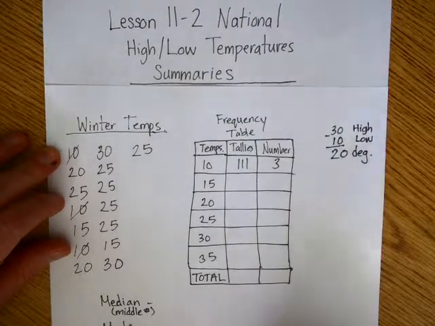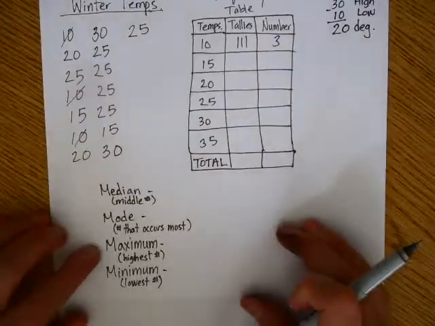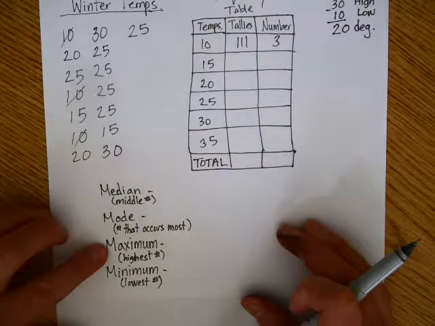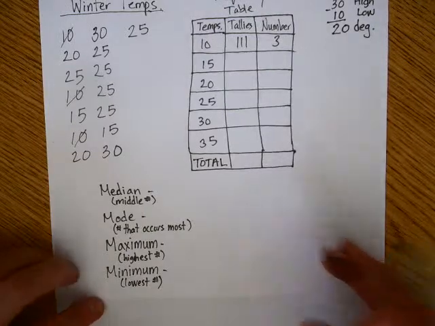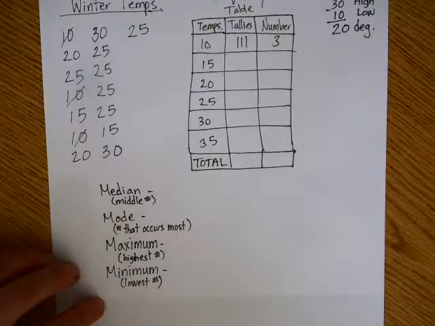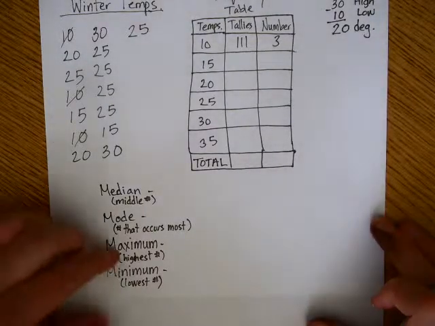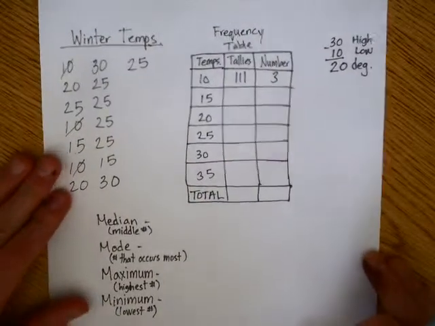We also refer to that on the graph as maximum and minimum. So the maximum temperature is the highest temperature, and the minimum temperature is going to be the lowest. So that's what we want kids to be able to know.